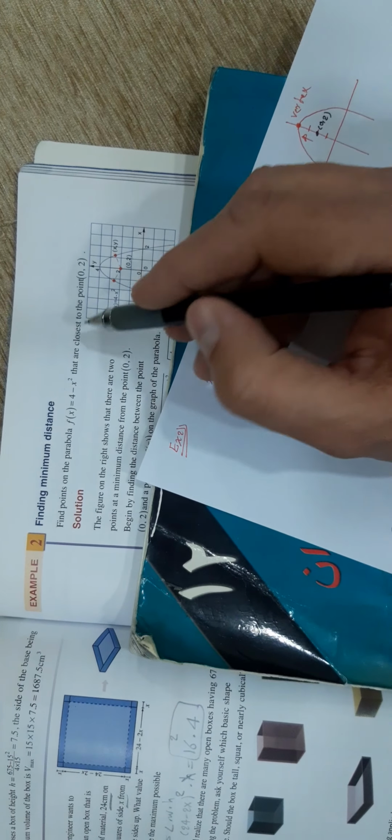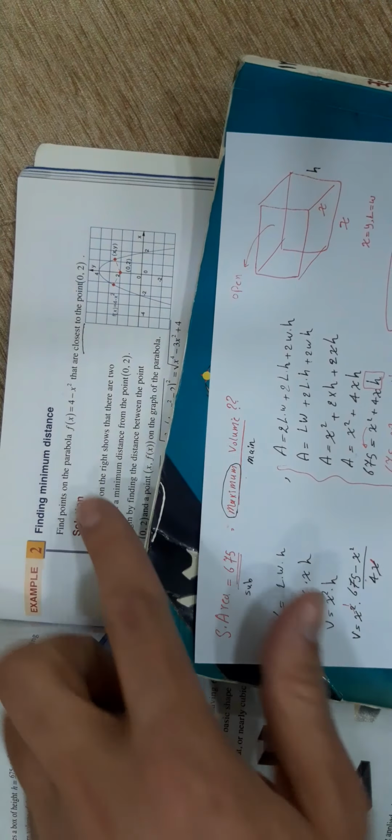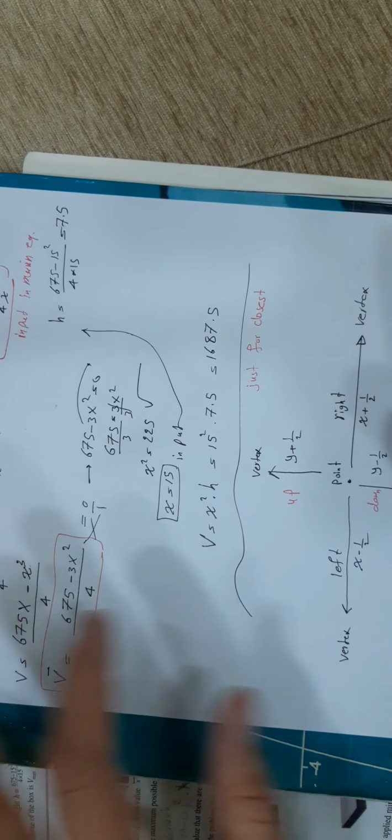Another example, example 2: find points on the parabola f of x equal to 4 minus x squared that are closest to the point (0, 2). It means chapter 4 section 5. For examples of this form you need to use this form.